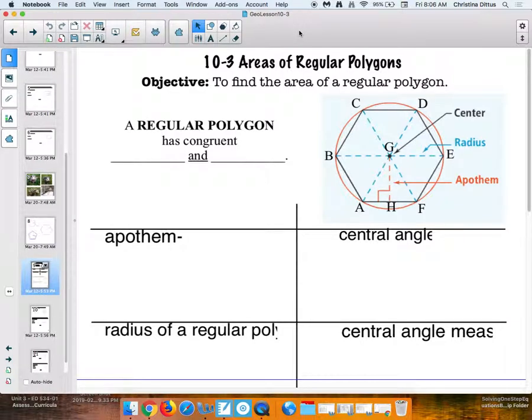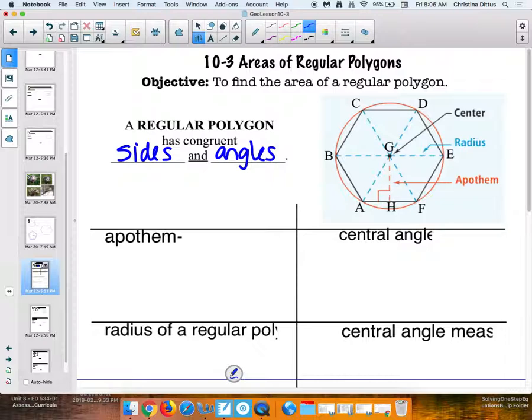180. And then we are going to use our special right triangles today as well. So let's jump into it. Regular polygon we talked about a couple chapters ago. Regular means that it has congruent what and what? Anybody remember? Sides and angles. So all of our sides are the same, and all of our angles are the same as well.